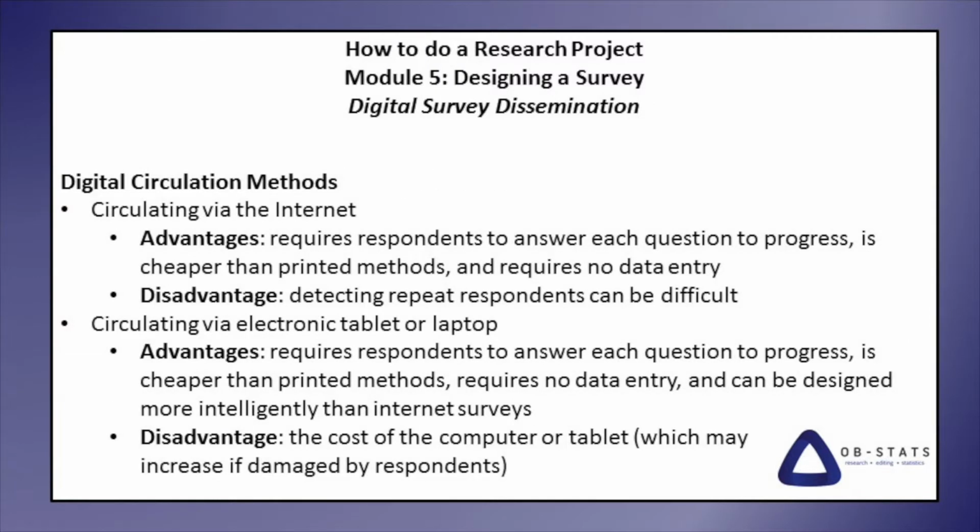When digitally circulating a survey, there are also many advantages and disadvantages to consider. When circulating a survey via the internet, an advantage is that a digital survey can be designed to not allow respondents to progress to the end of the survey until they answer all the questions. Also, this method can be significantly cheaper than printing and mailing surveys, and, since the data is already electronic, there is no manual coding required. A disadvantage, however, is that detecting whether the same people are responding more than once to the survey can be difficult online, depending on the survey software used.